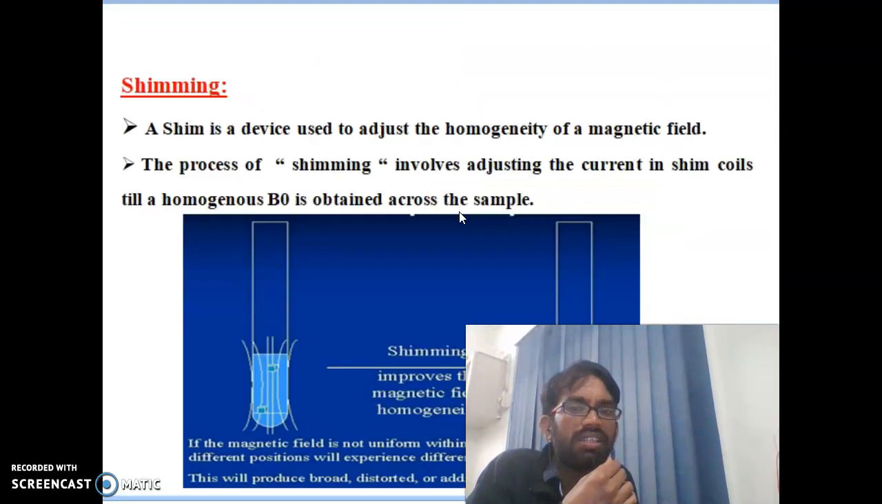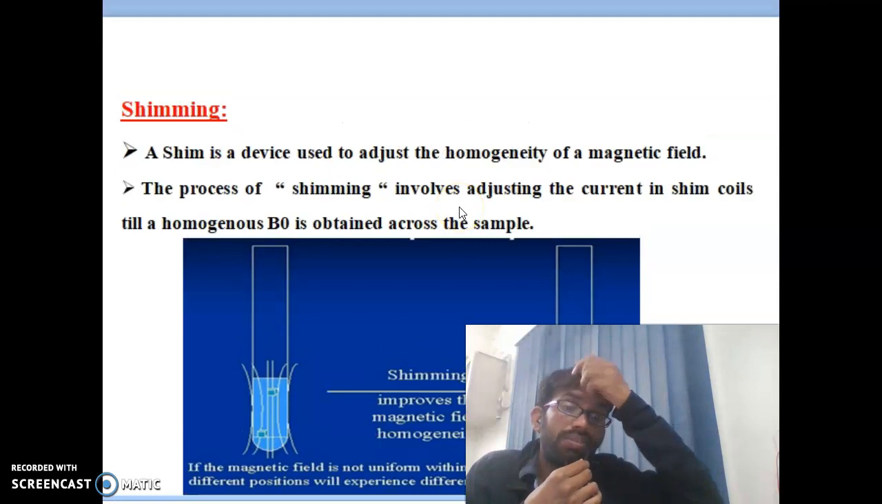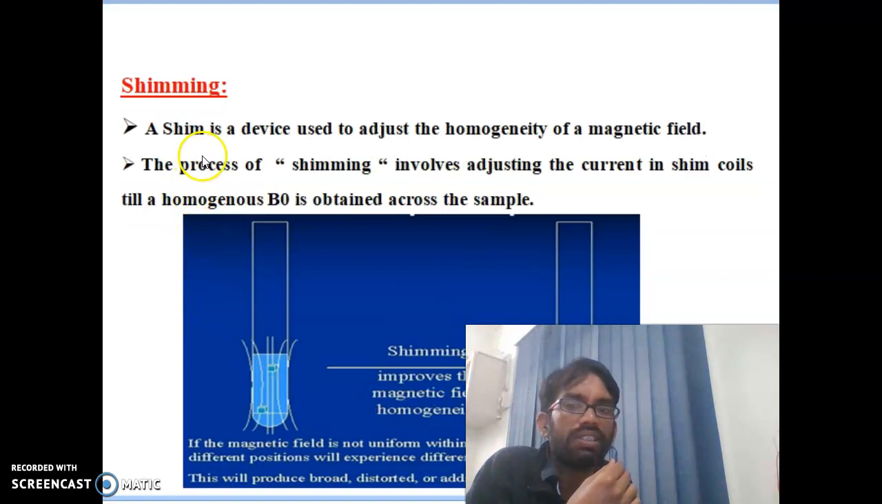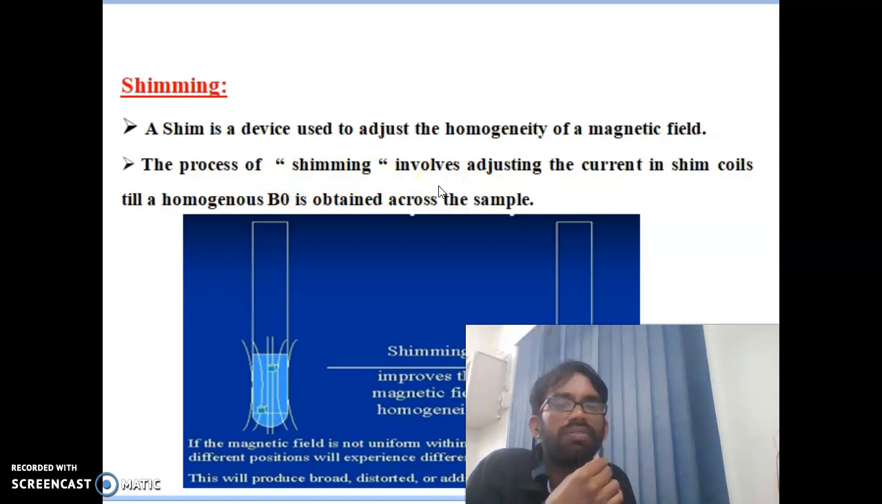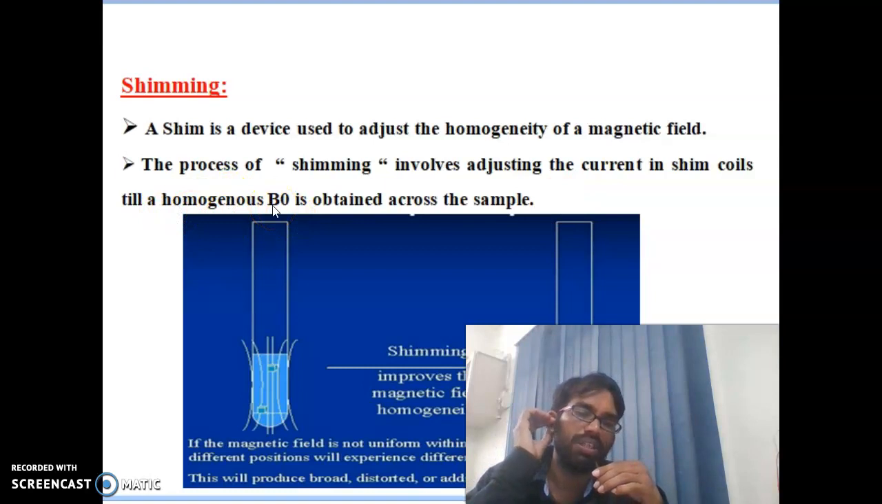Then you can see here what is shimming. This is also one of the very important points, especially in NMR spectroscopy. What is shimming? The shim is a device used to adjust the homogeneity of a magnetic field. The process of shimming involves adjusting the current in the shim coil till a homogeneous B0 is obtained across the sample. So this is the shimming concept.